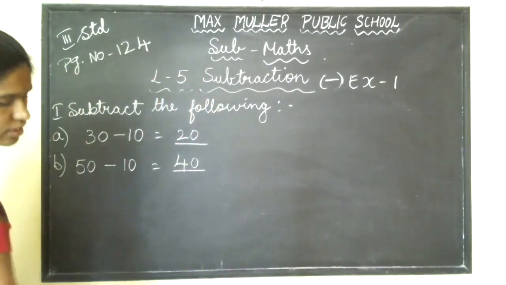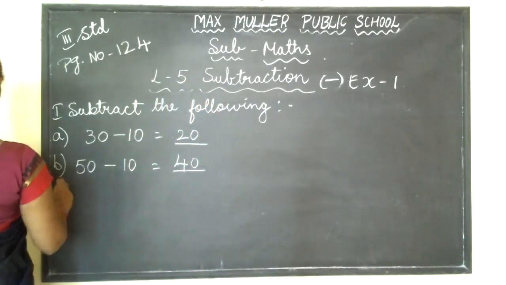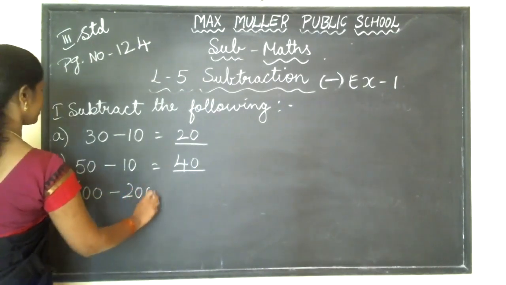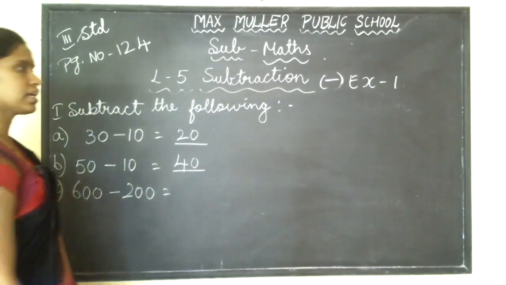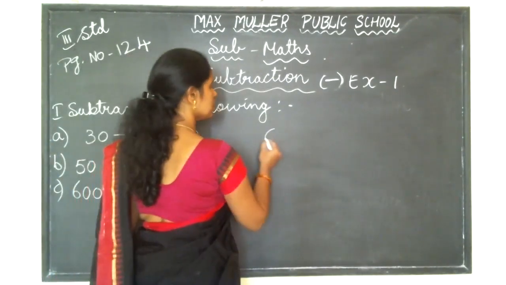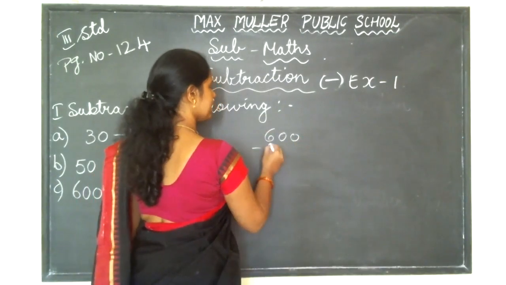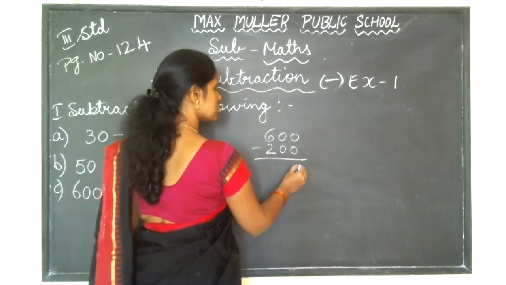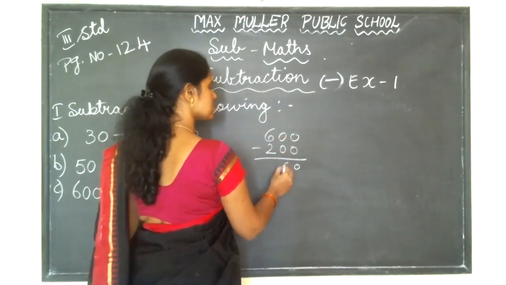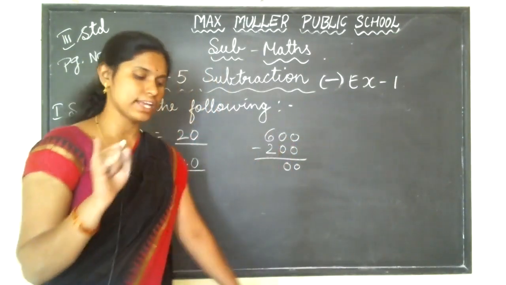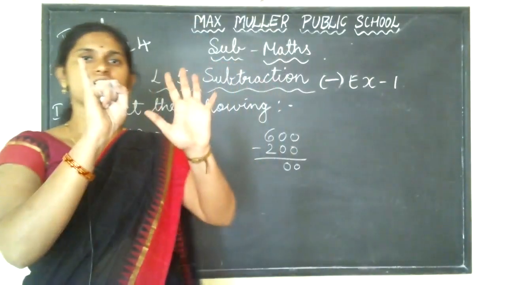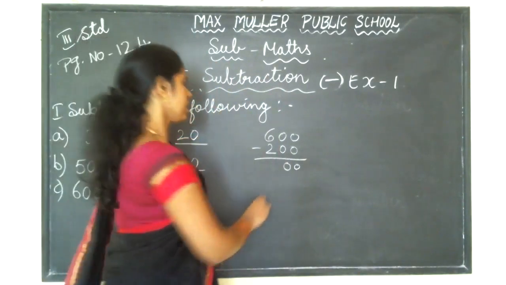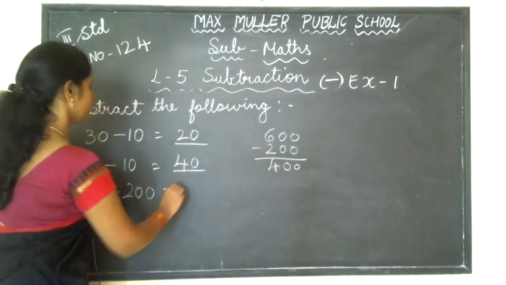Next, C1, 600 minus 200. From 0, if you minus 0, 0. From 0, if you minus 0, 0. From 6, if you minus 2, cut down 2. 1, 2. How much is remaining? 1, 2, 3, 4. So write down the answer 400.